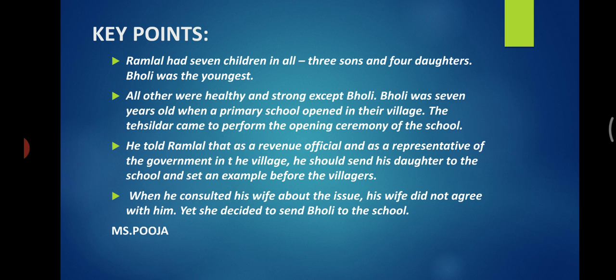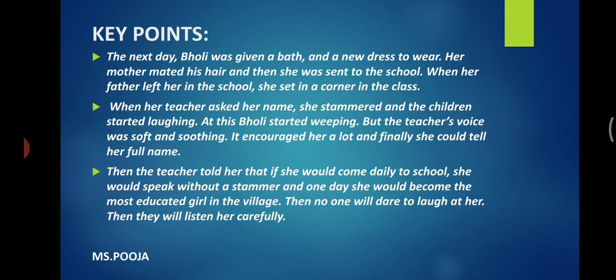When he consulted his wife about the issue, his wife did not agree with him. Yet at the end, she decided to send Bholi to school because she is not smart and healthy enough to get married to someone. The next day, Bholi was given a bath and a new dress to wear. Her mother plaited her hair and then she was sent to the school. When her father left her in the school, she sat in the corner of the class. When the teacher asked her name, she stammered, and the children there started laughing at her. At this, Bholi started weeping.